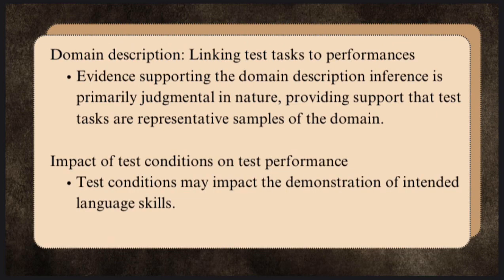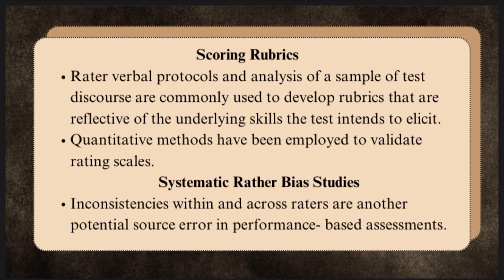Domain description ensures tasks represent the target domain, relying on judgment based evidence, and task conditions can influence performance and the demonstration of language skills. Scoring rubrics are developed using rater protocols and task discourse analysis to reflect intended skills. And quantitative methods validate rating scales, while rater inconsistencies can introduce errors in performance assessments.